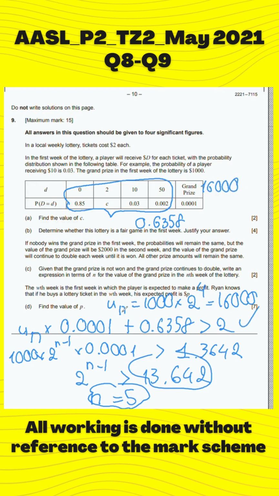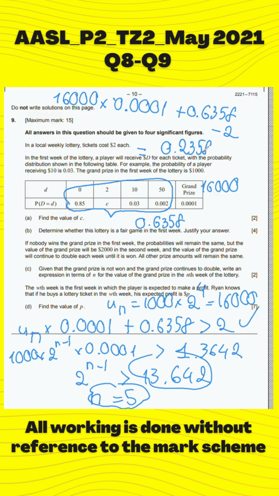Okay, now to find P. We stop here and then minus 2. So 16,000 multiplied with 0.0001 plus 0.6358 minus 2. And the expected profit will be $0.2358 per ticket bought. And we are done.